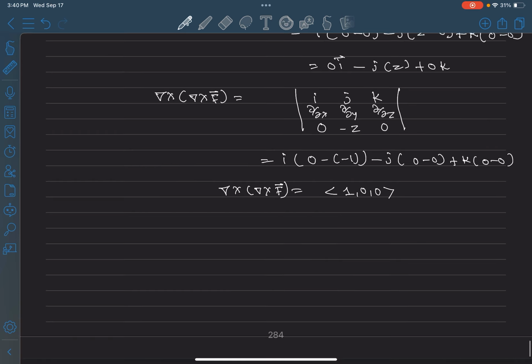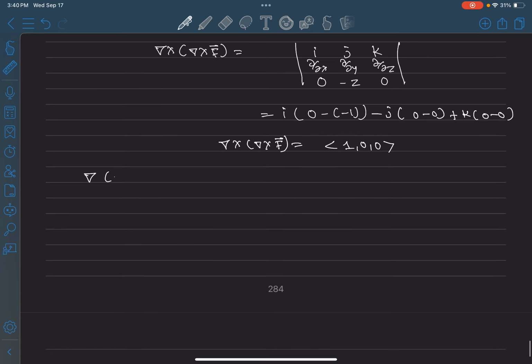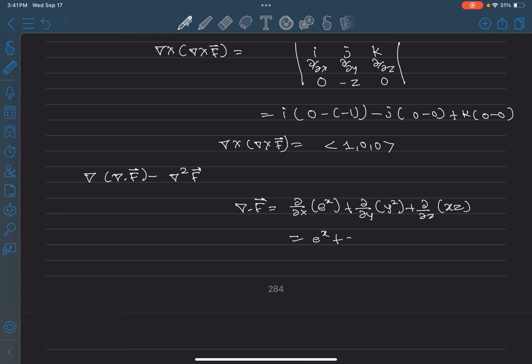Now let's try to find this ∇(∇·f) − ∇²f, okay? First of all, just ∇·f. So this is just ∂/∂x of e^x plus ∂/∂y of y² plus ∂/∂z of xz. So that's e^x + 2y + x, right?